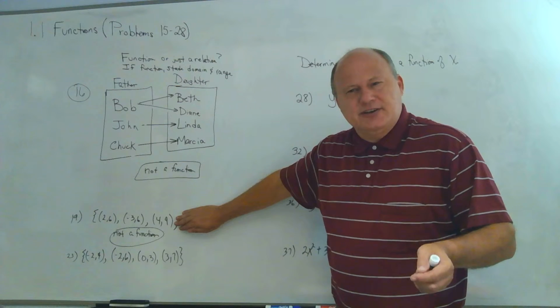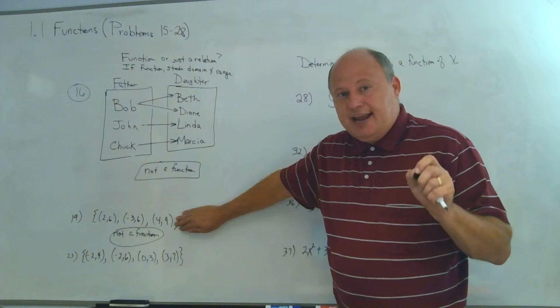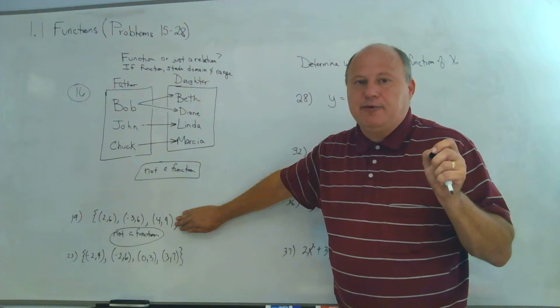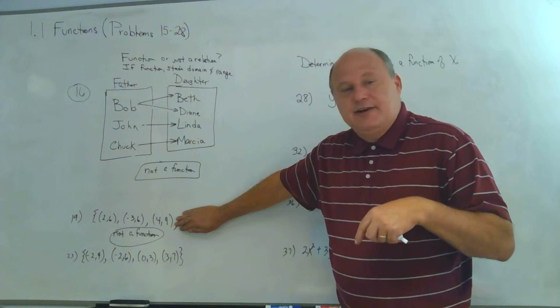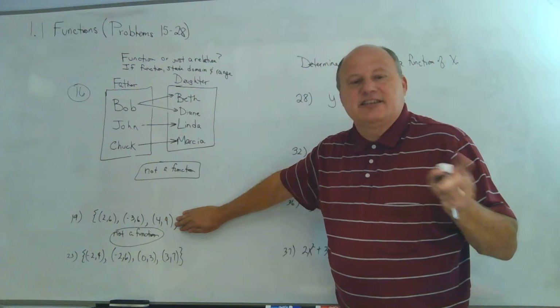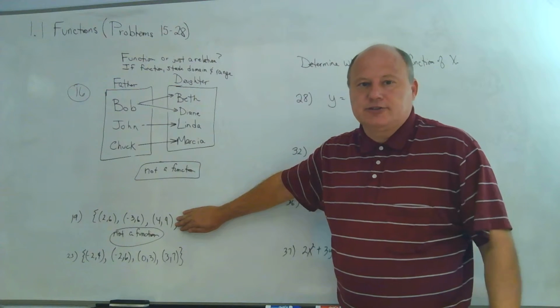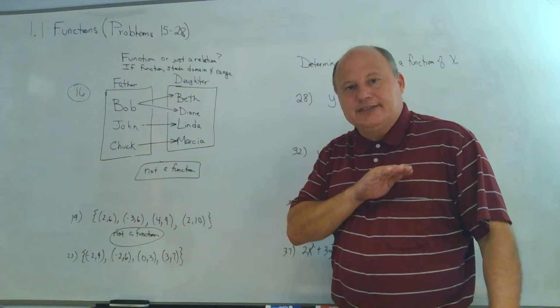You're like, wait a minute, it's not a function because the 6's are repeated. Remember, outputs can be repeated. It's the inputs that can't be repeated. So that would be a function, and the domain would be 2, -3, and 4, and the range would be 6 and 9. It's the same output twice, so that's okay. But as it stands, with 2, 10 being there, it's not a function.